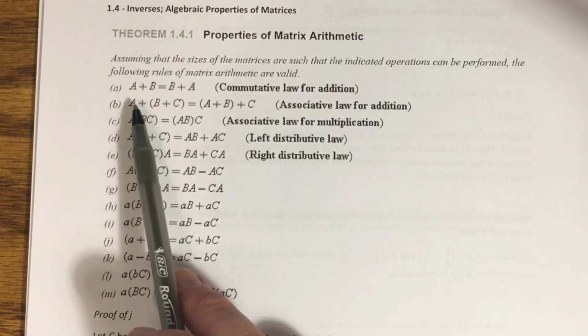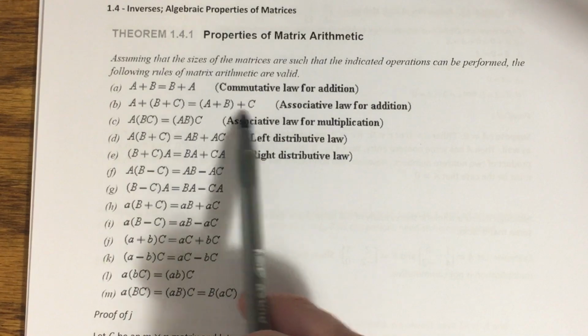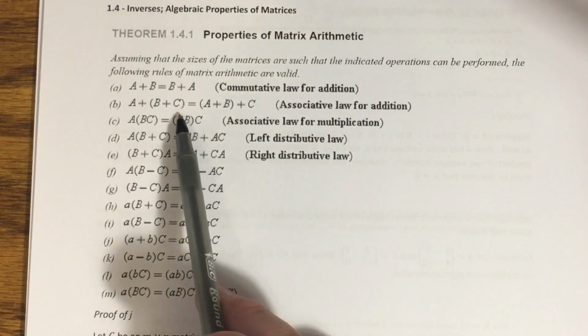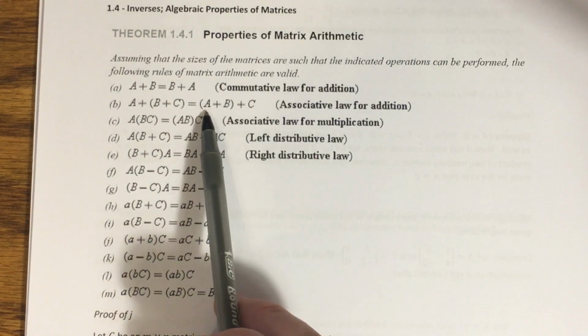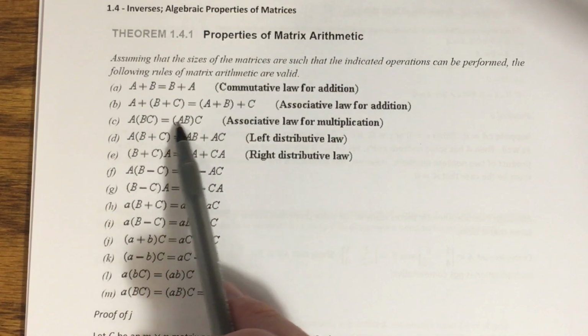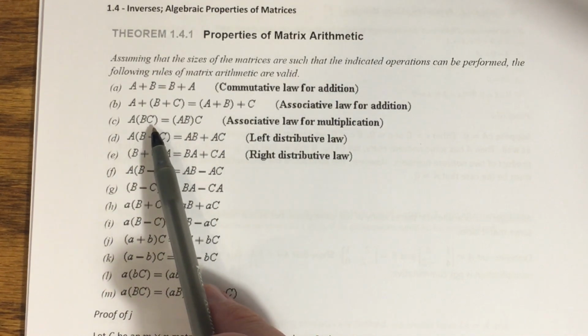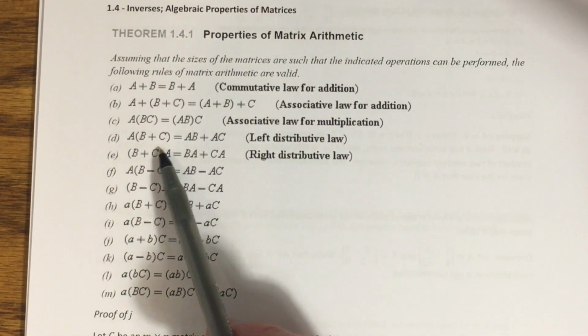Associativity, if you're adding three or more matrices, how you group those sums won't change the end result. So if I add B plus C first and then add A, or if I add A plus B first and then add C, I get the same thing, associative law. Matrix multiplication has the associative law as well. This one is very, very cumbersome to prove, but it is in fact true.